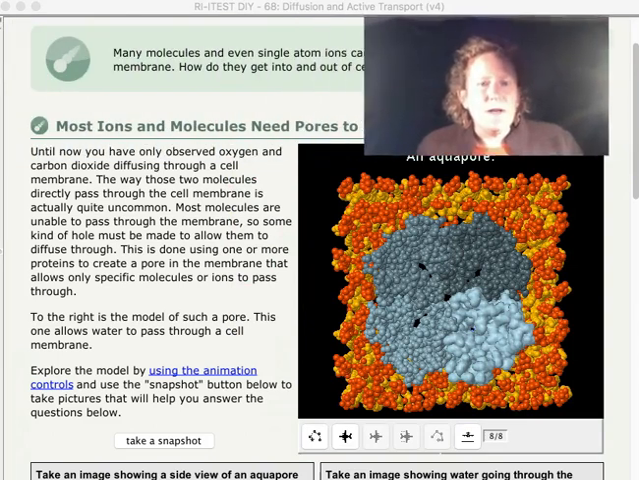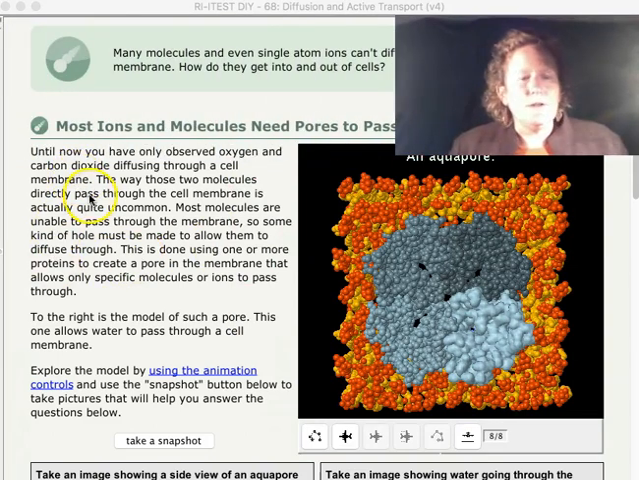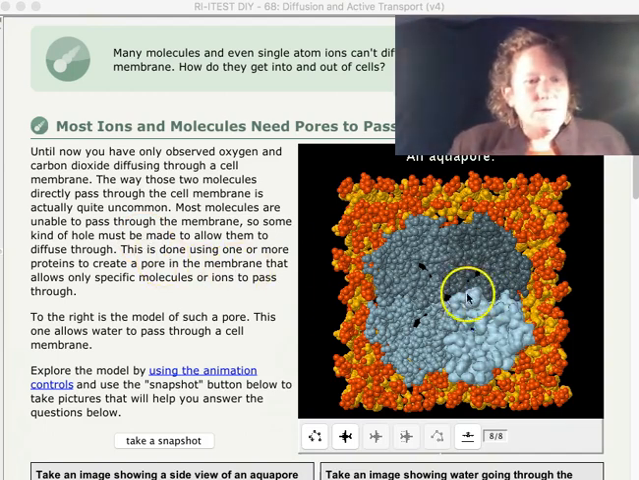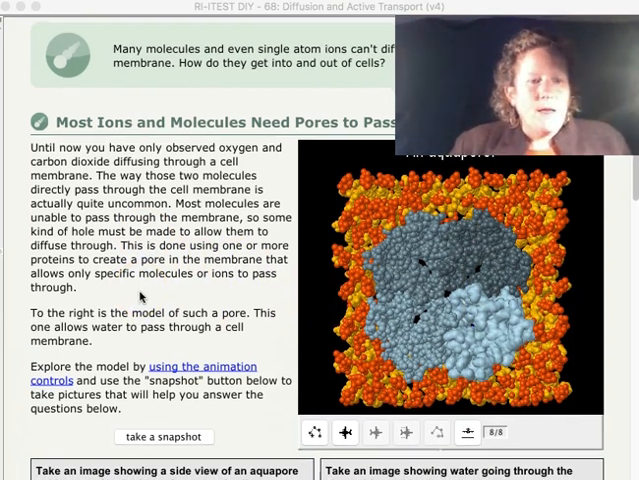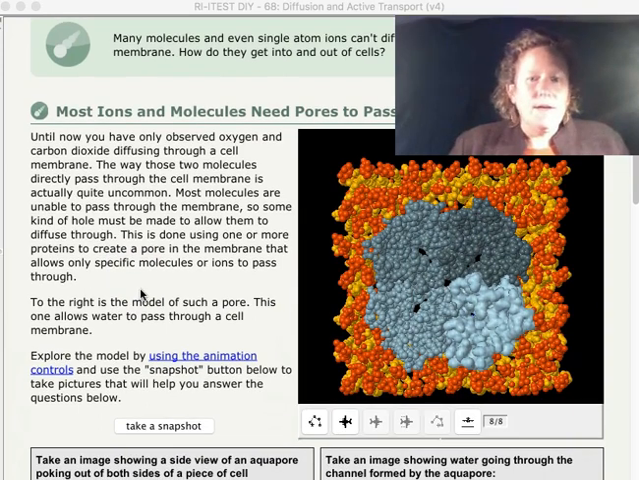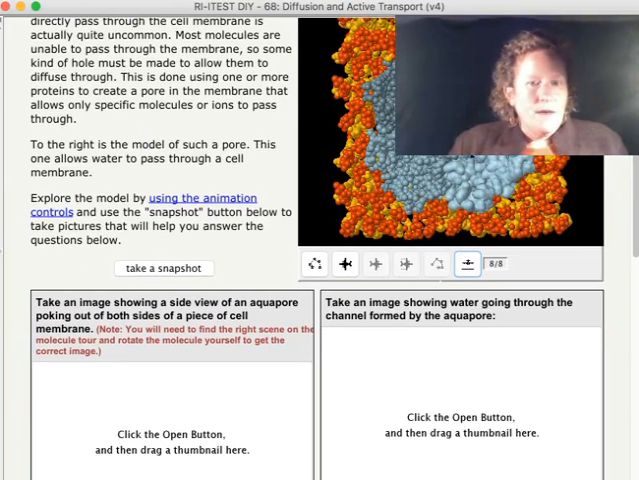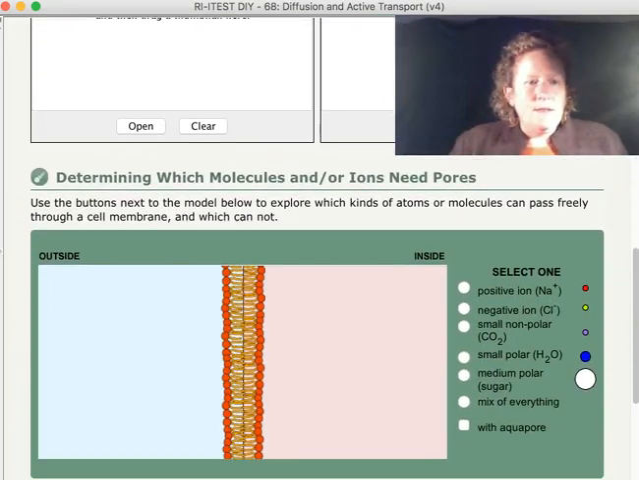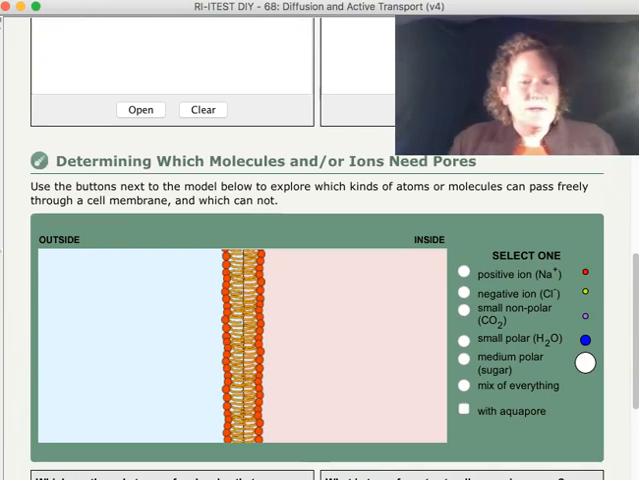So we've just been talking about carbon dioxide and oxygen going through a cell membrane so far, and those can diffuse through without a pore, but almost everything else needs some kind of pore channel to go through the cell membrane. Water uses an aquapore, and other ions or molecules use different pores. So we've looked at an aquapore here, and let's look at a model that uses an aquapore.